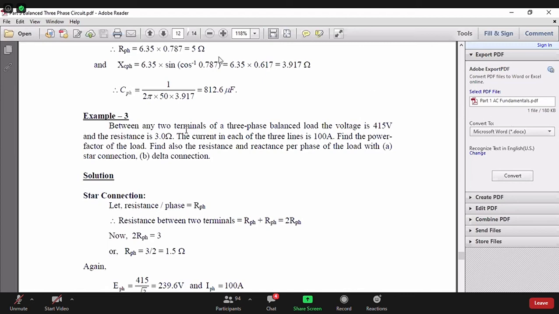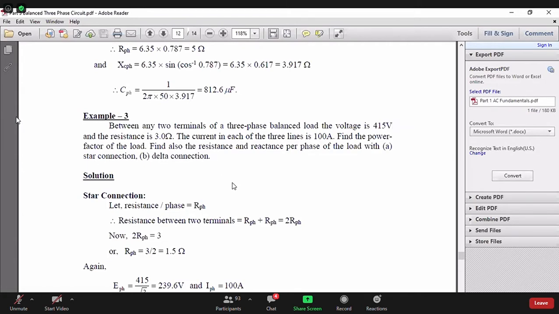Three lines. Between any two lines, it is 415 volts. So that means it is the line voltage, and the resistance is 3 ohm. The current in each of the three lines is 100 ampere. It's a balanced load, so it is the same. Find the power factor of the load. Find also the resistance and reactance per phase of the load with star and delta connection.